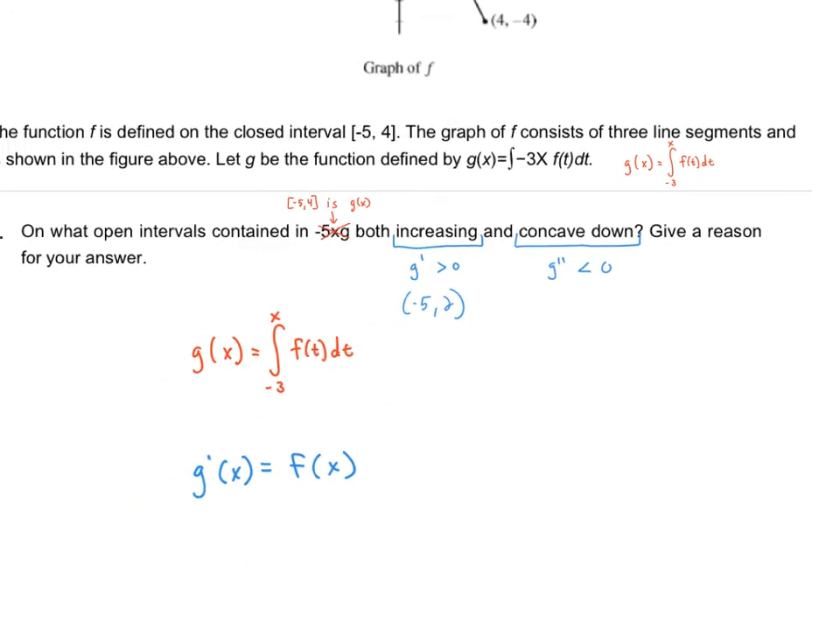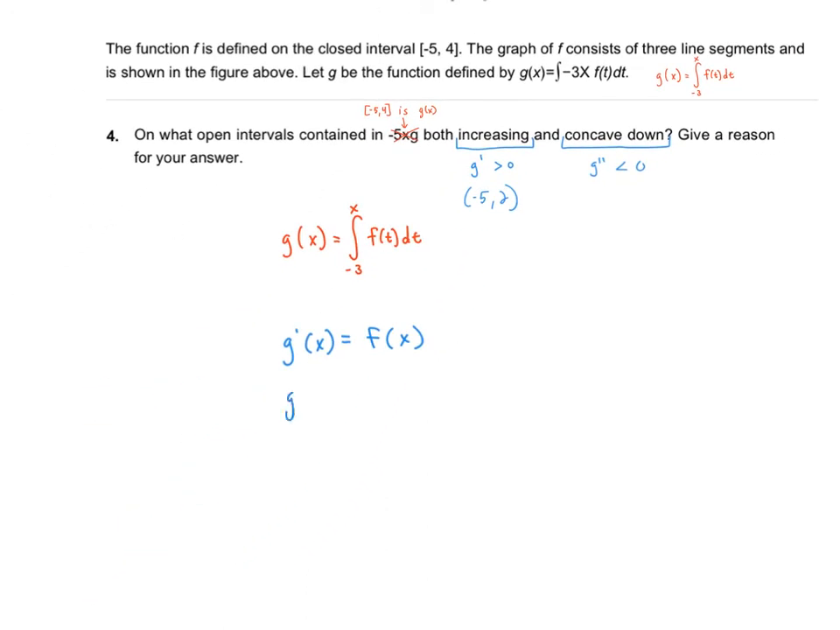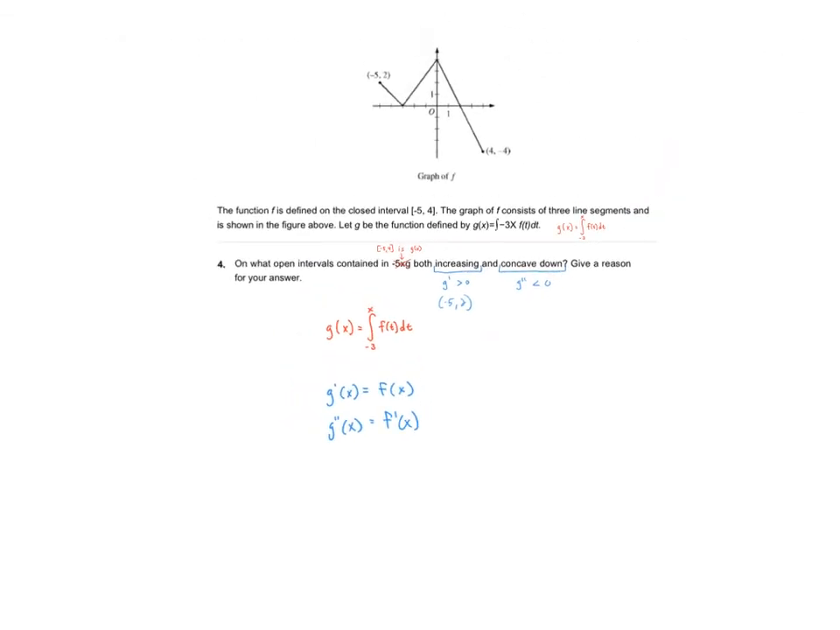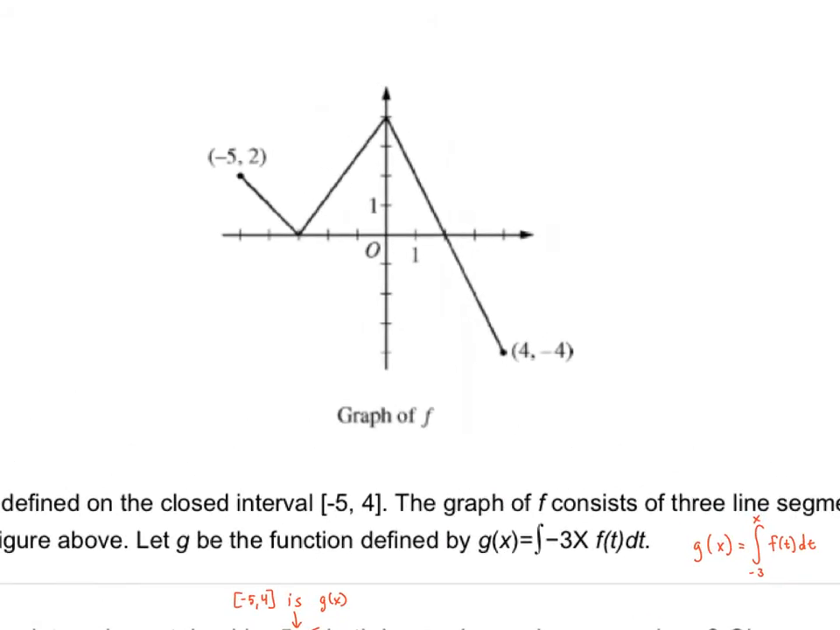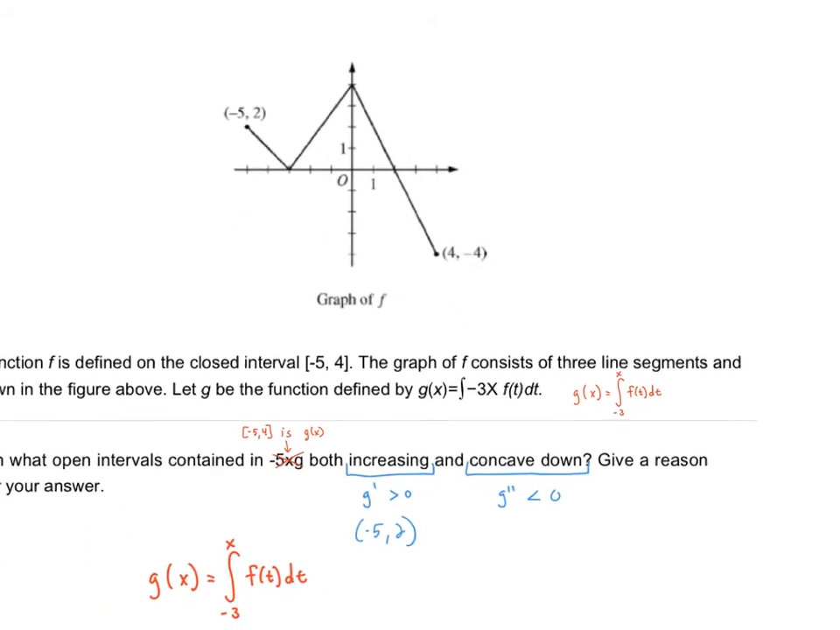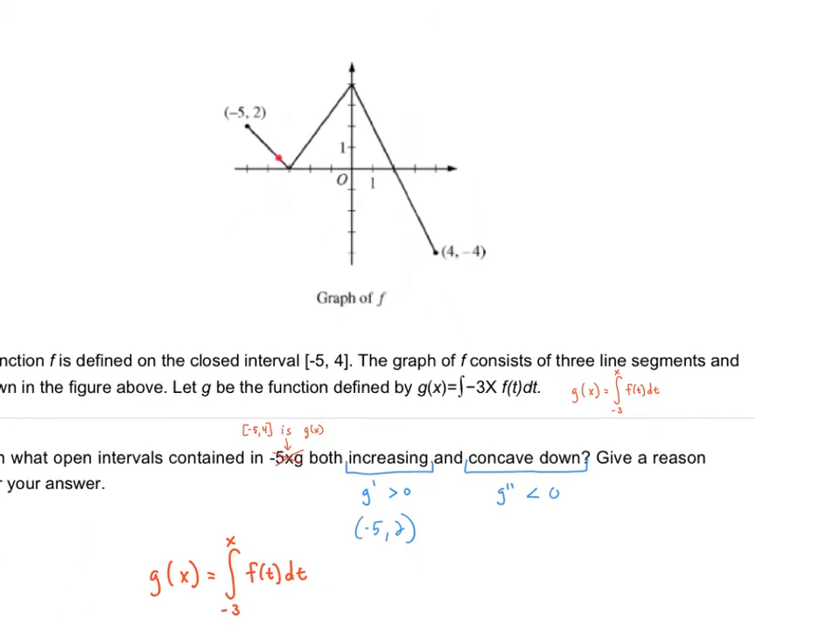Okay, and now let's take the second derivative. And we can see that's just the first derivative of f. So now we want to think about where the second derivative is negative, but that's just where f prime is negative. So this function's derivative is going to be negative when this function is decreasing. So this is decreasing from -5 to -3, and then from 0 to 2.